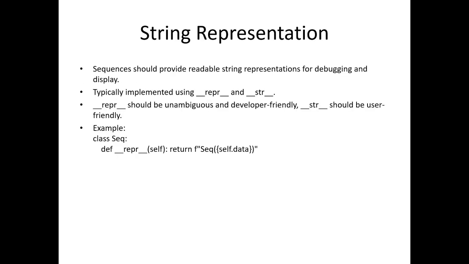String representations. String representations make sequences easier to debug and display. Typically, __repr__ provides a developer-focused, unambiguous string, while __str__ provides a user-friendly view. For example, a class might implement __repr__ to show something like Sequence([1, 2, 3]). This improves debugging and readability when printing or logging sequence objects.